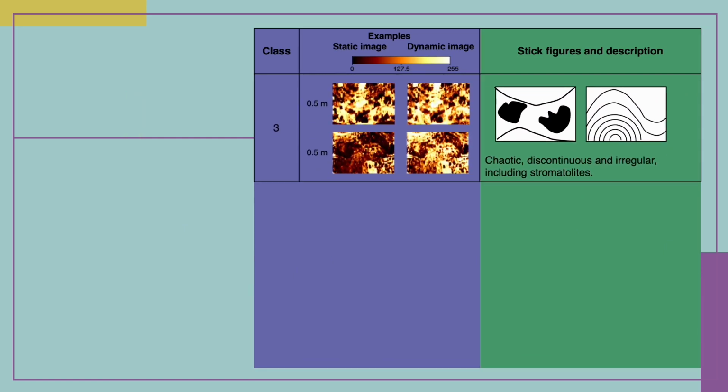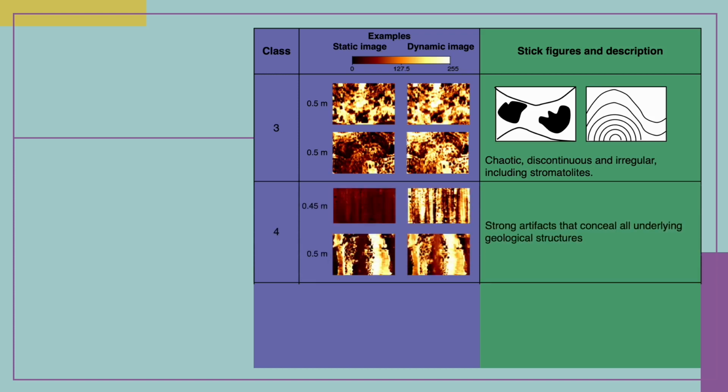Species 3 is chaotic species without clear laminations. Stromatolites are classified as species 3. Species 4 is strong artifacts that conceal all underlying structures.